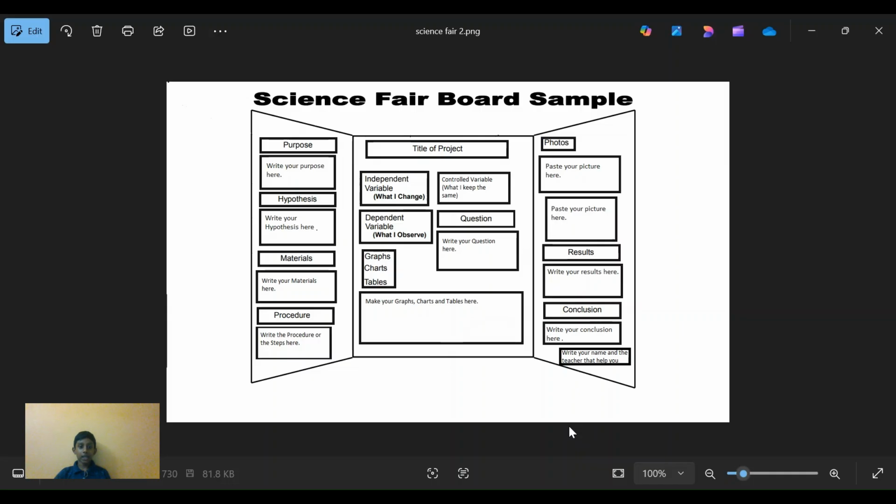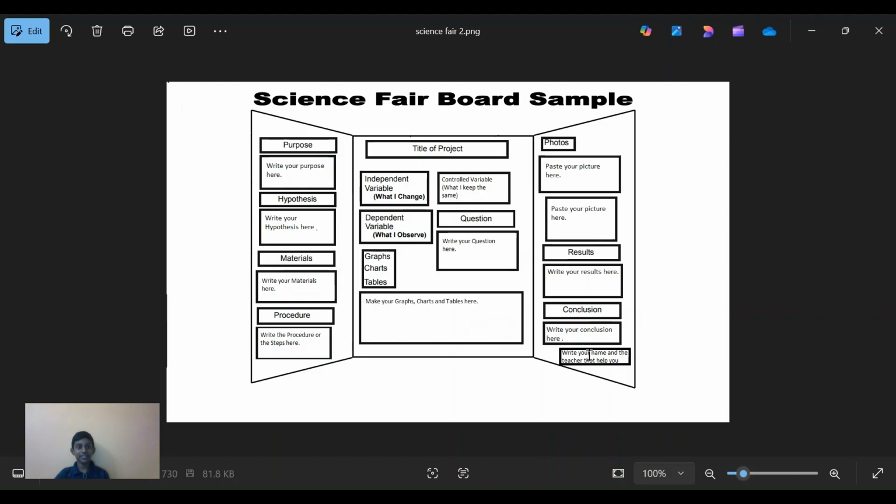Today we're gonna be talking about the definitions, example, and fun fact of purpose, hypothesis, materials, etc. that you can see on the screen. So let's start from definition, move on to example, then move on to fun fact.